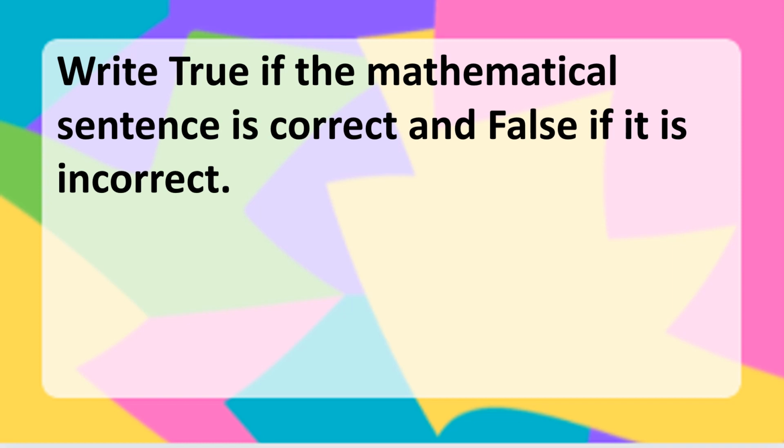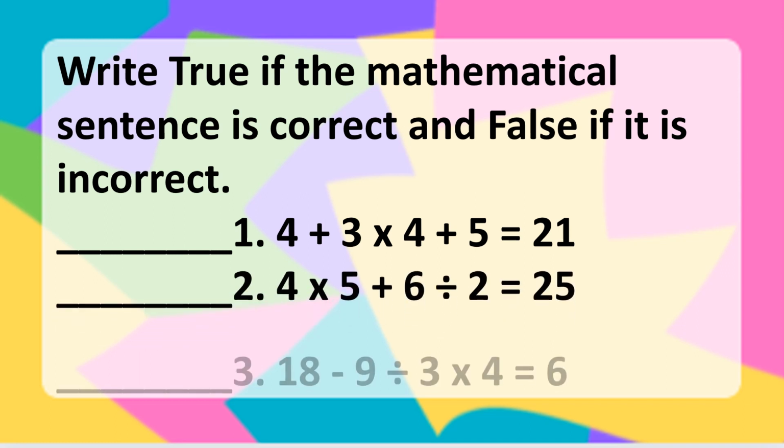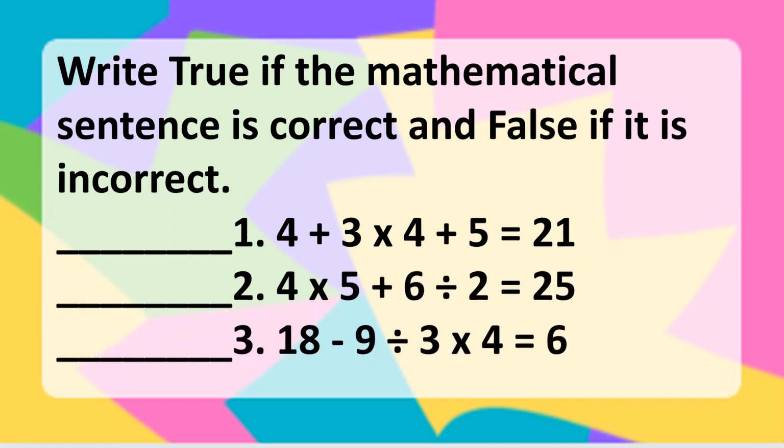Okay, now, we need to write true if the mathematical sentence is correct and false if it is incorrect. Number 1, 4 plus 3 times 4 plus 5 will give you 21. Another, number 2, 4 times 5 plus 6 divided by 2 is 25. Number 3, 18 minus 9 divided by 3 times 4 is 6.